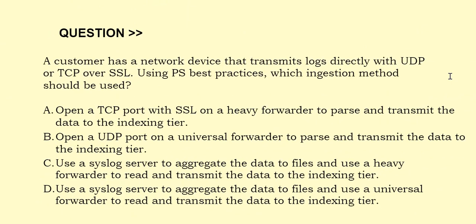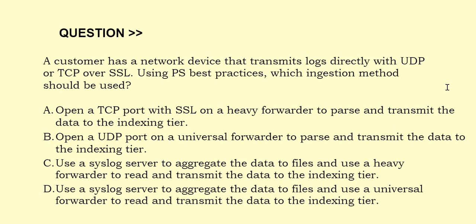Our next question is, a customer has a service device that transmits log directly with UDP or TCP over SSL. Using PS best practices, which ingestion method should be used? Option A, open a TCP port with SSL on a heavy forwarder to parse and transmit the data to the indexing tier. Option B, open a UDP port on a universal forwarder to parse and transmit the data to the indexing tier.